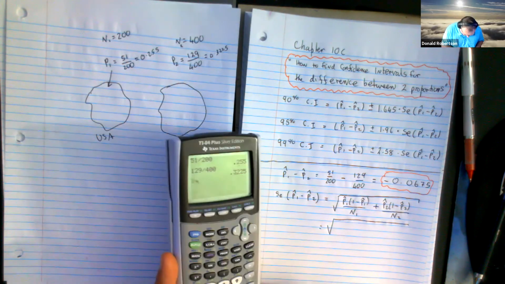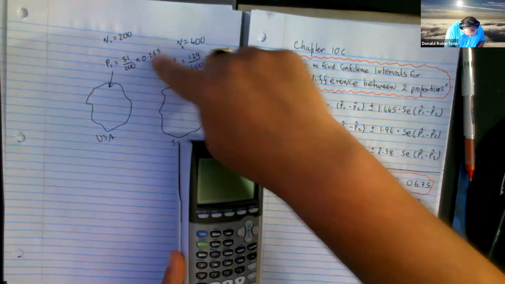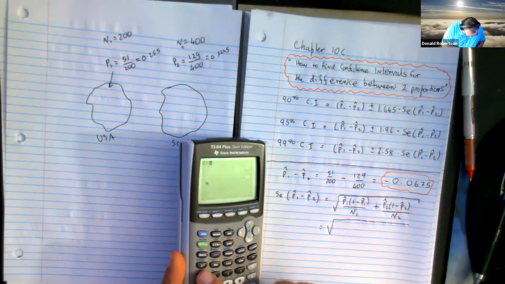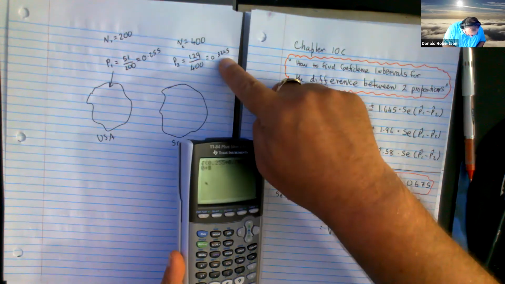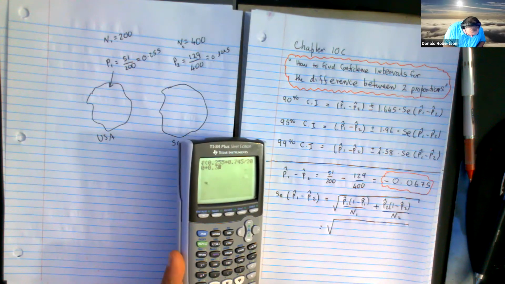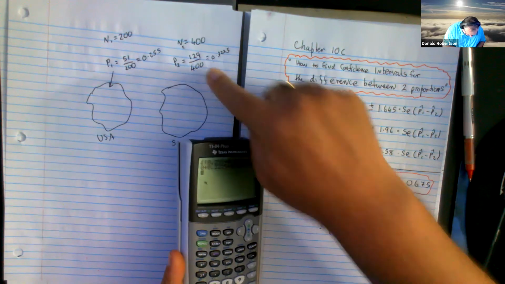So here goes. P1 is this fella. So it's a square root of 0.255 times 1 take away that. So that's 0.745, all divided by 200. So that's that bit, plus the P2 one, which is this fella, 0.3225 times 0.6775, all divided by 400.